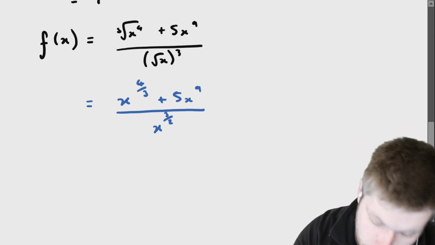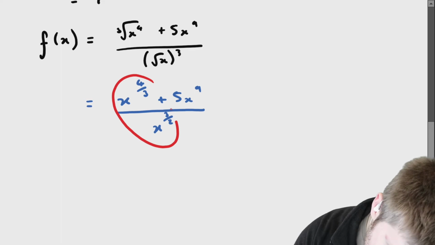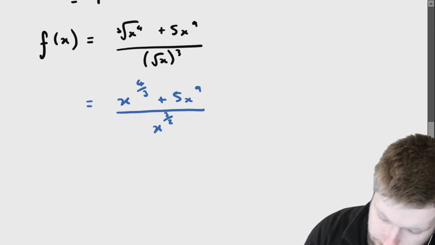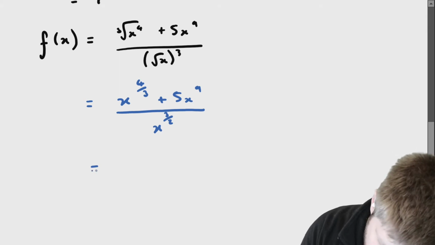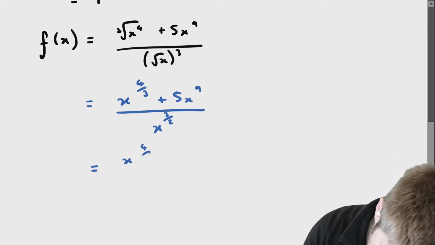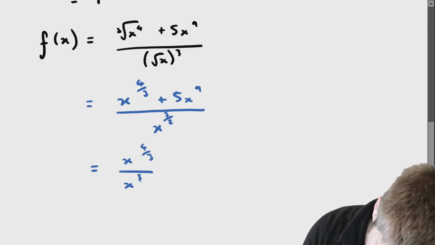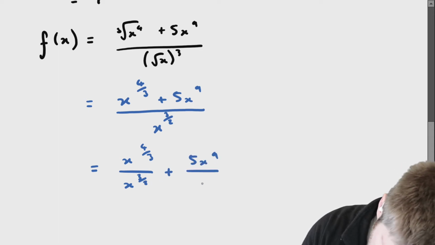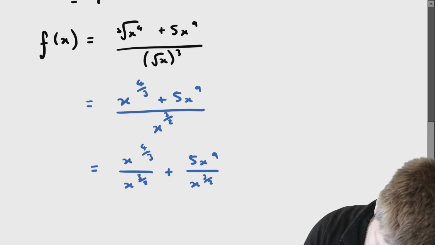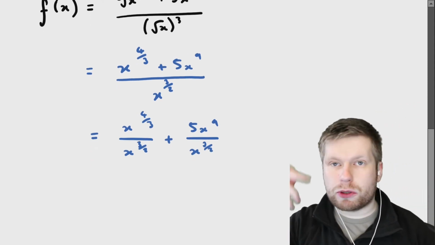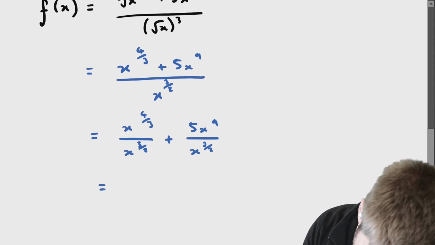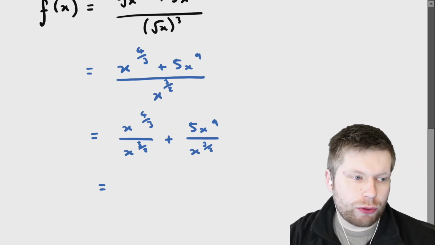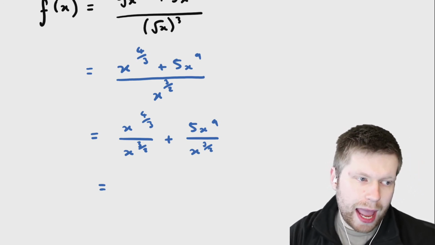Now all I need to do is separate this up. So this term gets divided by x to the power of 3 over 2, and this term gets divided by x to the power of 3 over 2. In other words, I get x to the power of 4 over 3 over x to the power of 3 over 2, plus 5x to the power of 9 divided by x to the power of 3 over 2. Then I simply have to subtract those powers to make sure that I have x to the power of something. So let's see, x to the power of 4 over 3 divided by x to the power of 3 over 2.